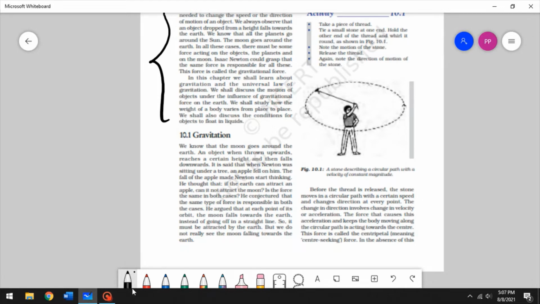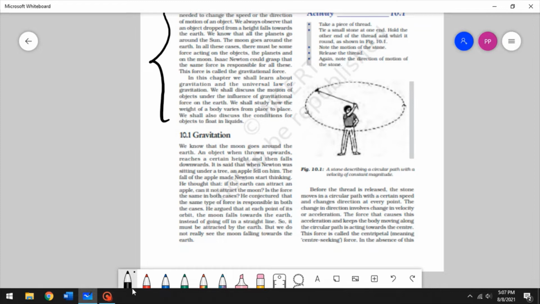That's the concept behind Newton's famous apple story. He realized that an apple fell to the ground, and he started thinking, what made this apple fall to the ground? Then he experimented on that, and realized that it was gravitational force, which happens to be a very important thing. So if the earth can attract the apple, can it not attract the moon? Is the force the same in both cases?